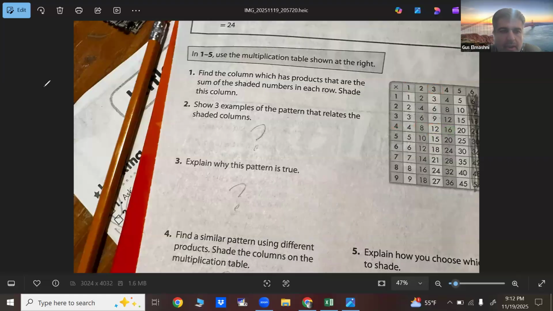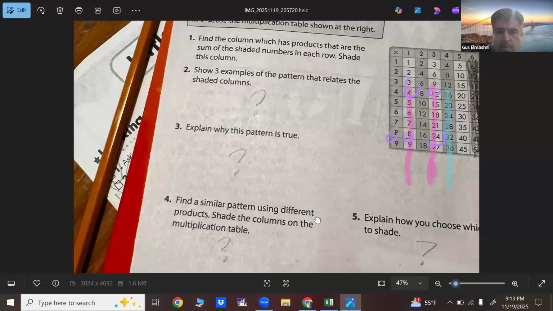So if I shade this here, you could totally take that column, and you'll get this column here. So again, if I were to do 5 with 1, I get 5. 5 with 3, I get 15. 5 plus 15, I get 20. So explain how to choose which to shade.